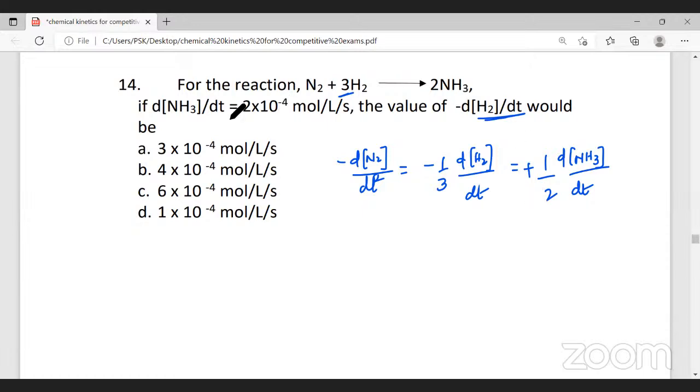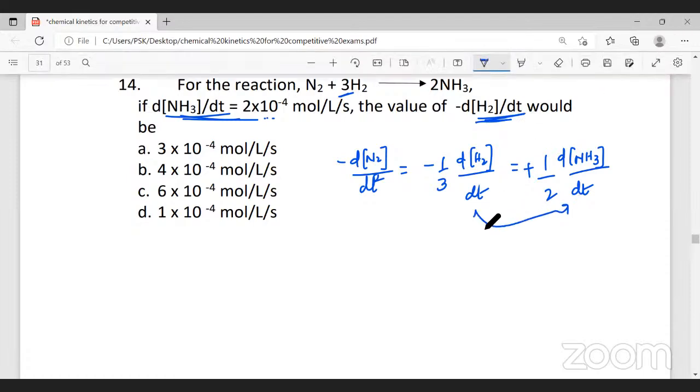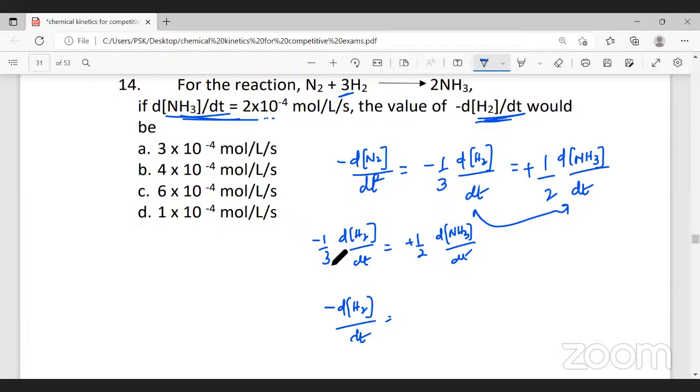See what they have given. They have given the formation of ammonia 2 to the power minus 4. And they're asking you to calculate the change in concentration of hydrogen. So we can equate these two equations. When we equate these two equations, we can write it as minus 1 by 3 change in concentration of hydrogen with respect to time is equal to plus 1 by 2 change in concentration of ammonia with respect to time. So we can write this as minus change in concentration of hydrogen with respect to time. Cross multiply this 3. You can write 3 by 2 change in concentration of ammonia with respect to time.